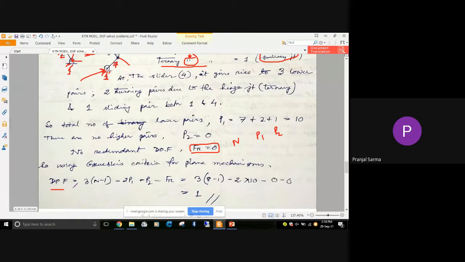So we are just using Grubler's criteria. DOF, that is degree of freedom, equals 3 times (n minus 1) minus 2 P1 minus P2 minus F. Here n equals 8, P1 we have just found to be 10. There is no higher pair, that is P2 equals 0. There is no redundancy, that is redundant degree of freedom equals 0. So this gives rise to the value 1. Okay, understood?